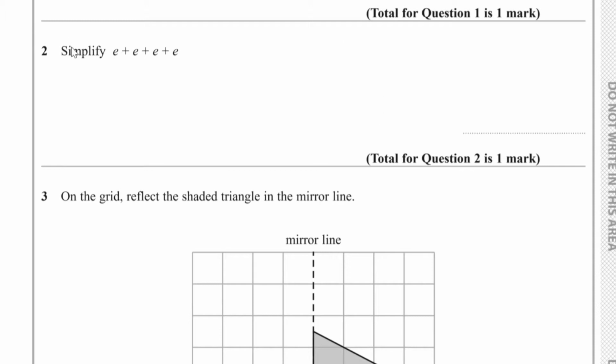Question number 2. We have to simplify E plus E plus E plus E. Altogether, we have 4E.